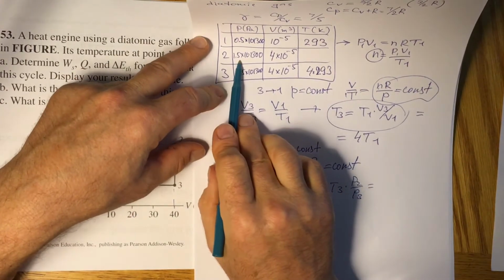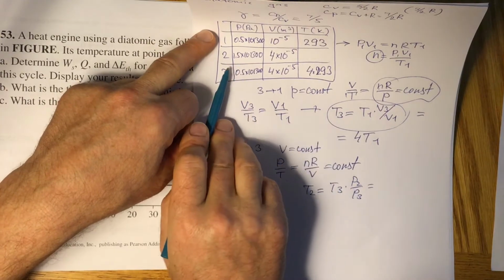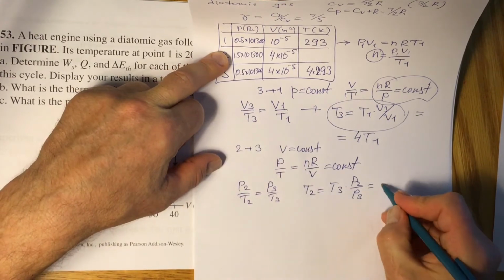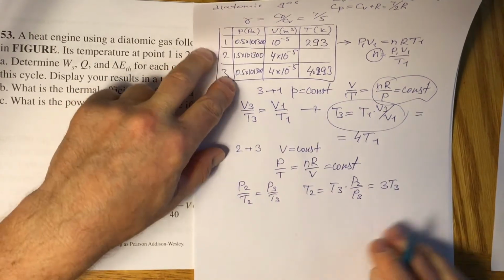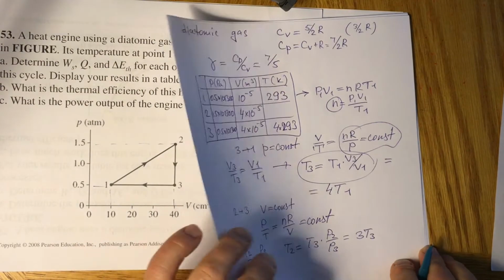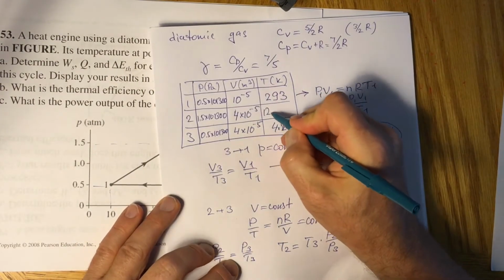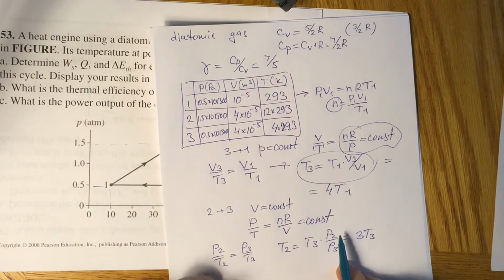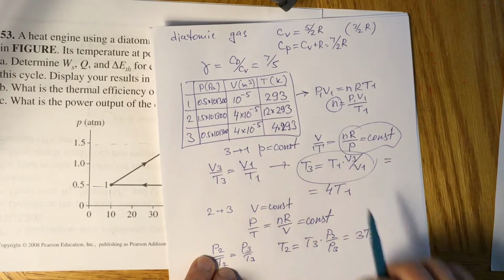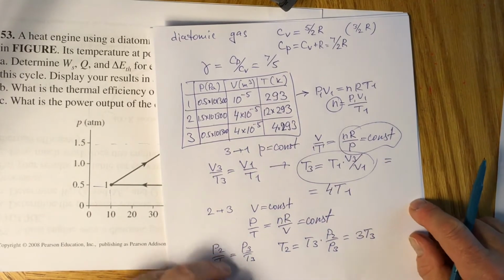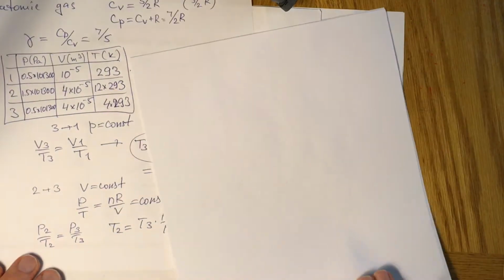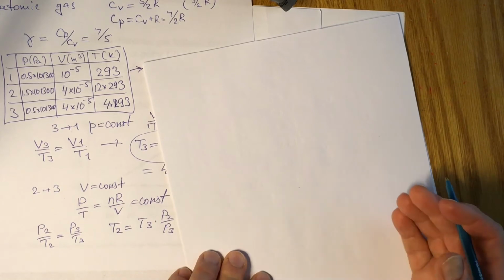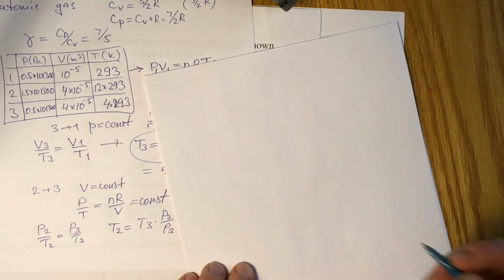You see that P2 is 3 times bigger than P3. So you will have 3 T3 as your temperature. So the temperature increased 3 times over T3, you will have 12 times 293 kelvins. So we did fill the table completely with the thermodynamical parameters for our problem. After that, we will be able to solve the problem and to find change of the internal energy, heat Q, and work done on the system.